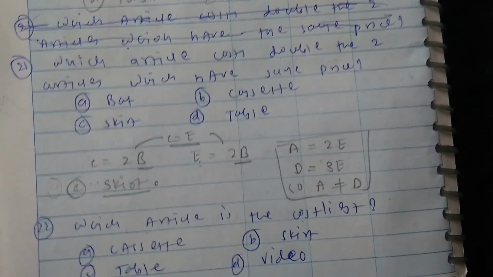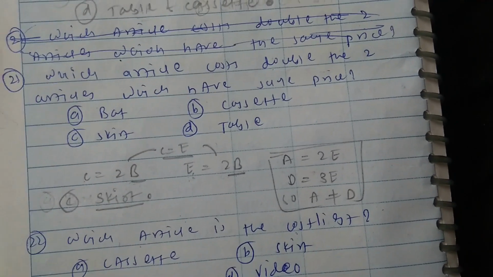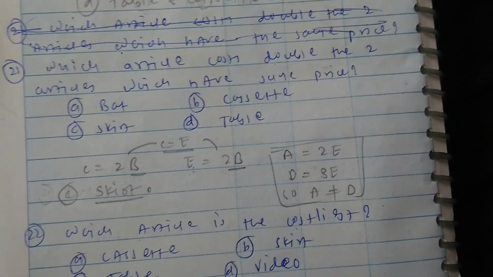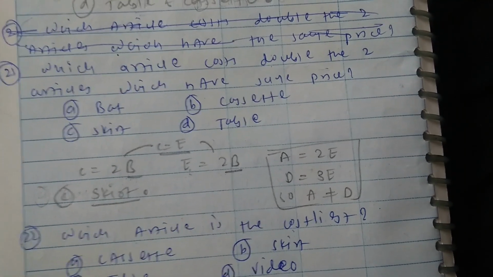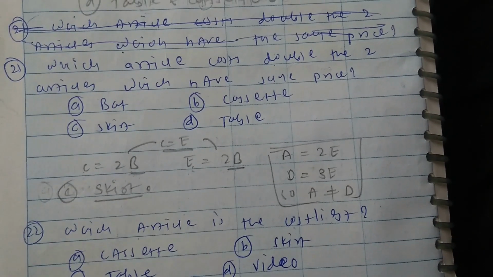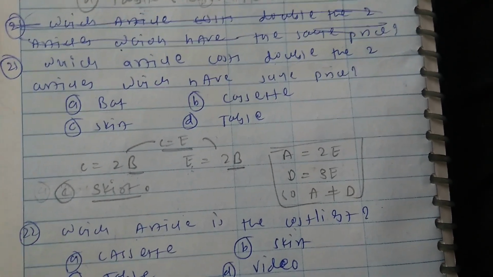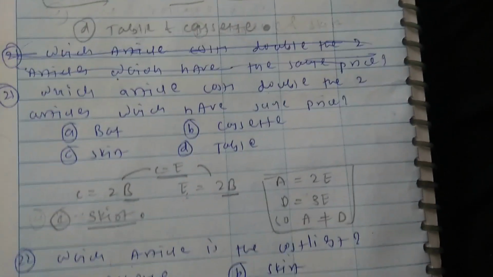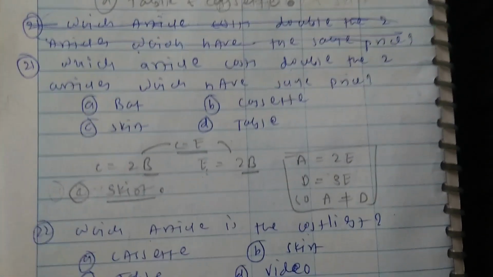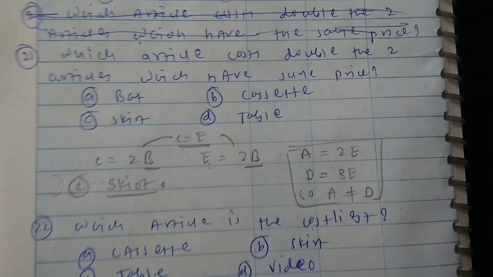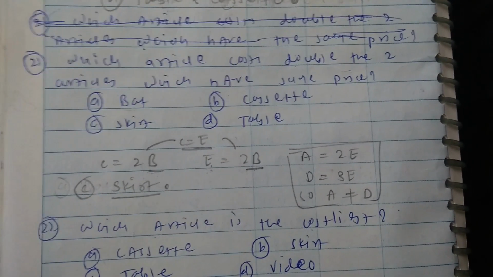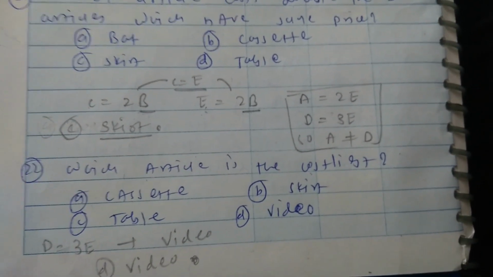Another question is, which article costs double the two articles which have the same price: bed, cassette, skirt, and table. So again, C is equal to 2B, and from the above question, the cassette price and table price are the same. E is equal to 2B, that is, the price of the cassette is double the price of the bed. So the answer is skirt.